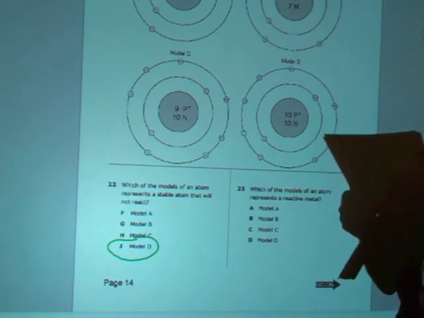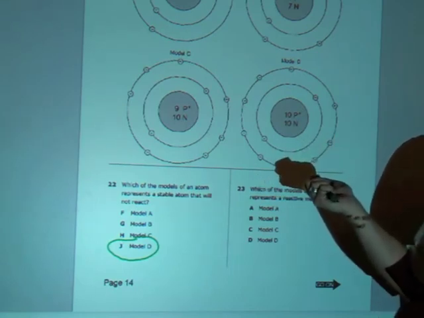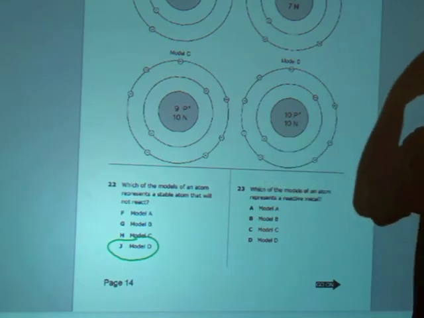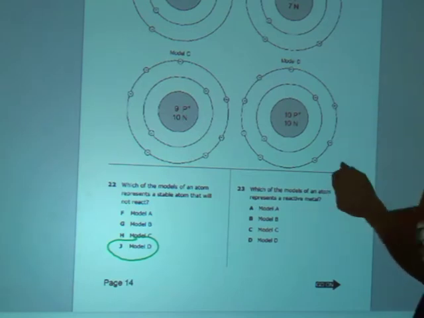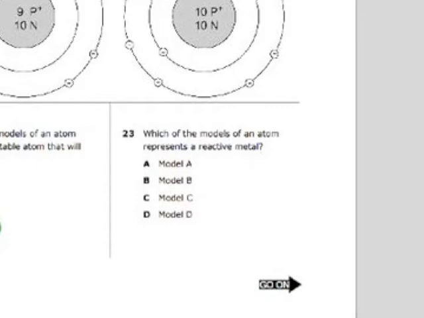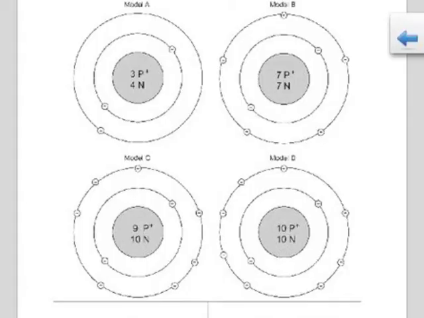23. Before I move on to 23, any questions on this one? No, sir. Okay, if it was helium, it'd only have two in the outer ring, right? And it'd only have one ring, so it would also be stable. Okay, which of the models of the atom represents a reactive metal? Okay, now we got to figure out what they are. So we can look at the protons. Is 3 a metal?